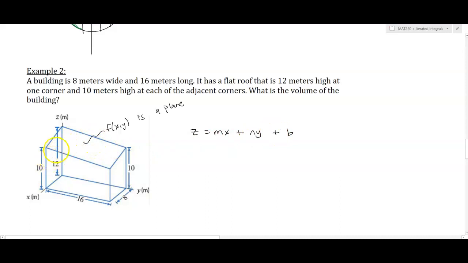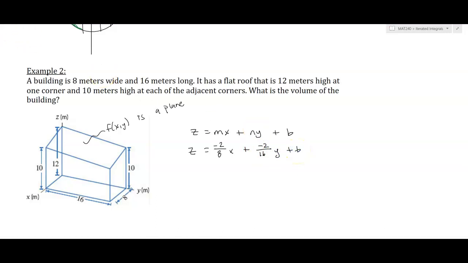And so I could figure out the change in z per change in x by noting that if this is my y-axis over here and here's my x-axis, that if I change x by 8 units, z will drop from 12 to 10, so that means z will drop by 2 units if I increase x by 8, so that's negative 2/8 x, plus, now in the y direction, when I increase y by 16, z drops by 2 again, so this is going to be negative 2 units per 16 units of y, plus b.